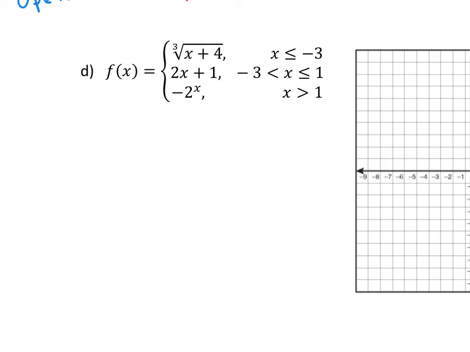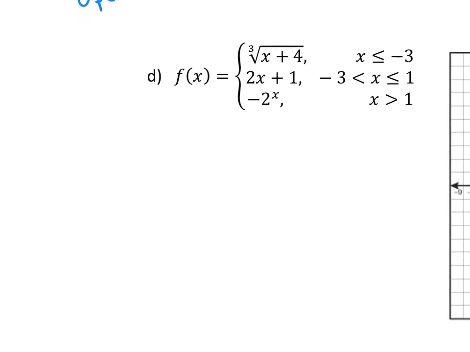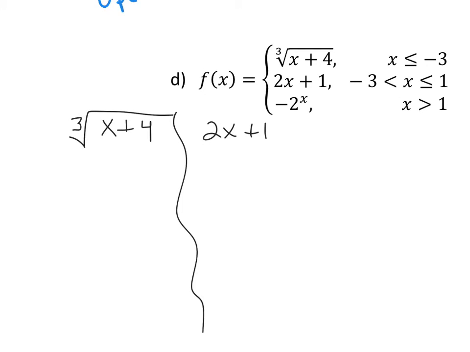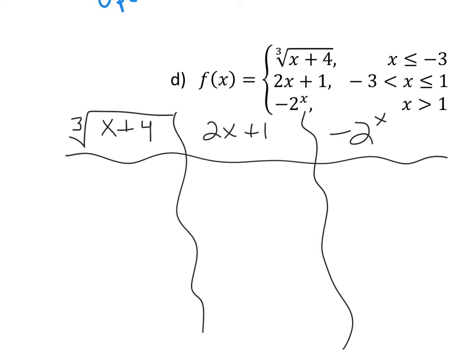Okay. So we do this the same way, we just have 3 separate functions we're going to graph within specific intervals. So this one I'm going to need a little bit more space. I'm going to break this apart into 3 different sections where we have the cube root of x plus 4. We have 2x plus 1. And we have -2 to the x. We're still going to draw in tables for each of these.